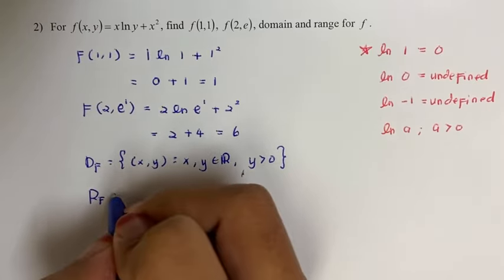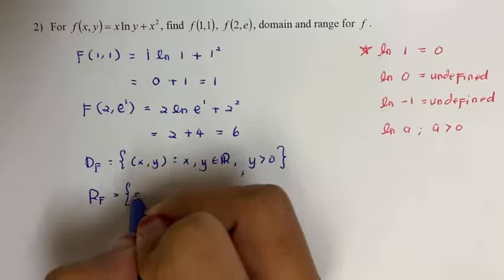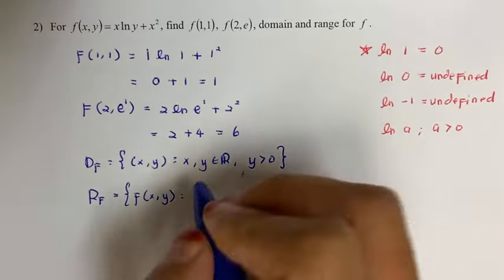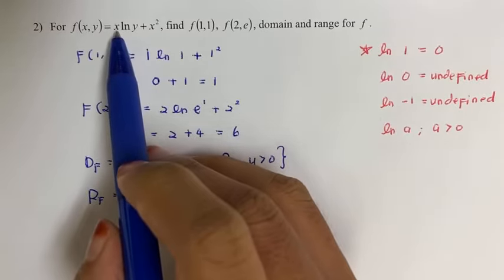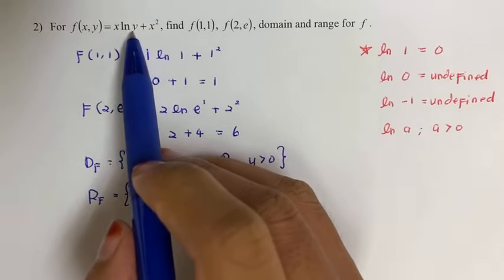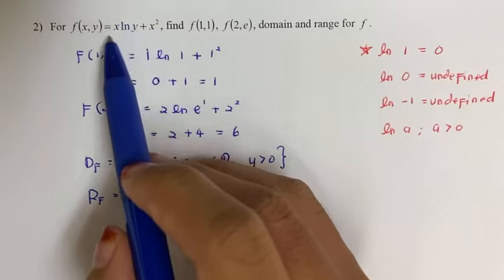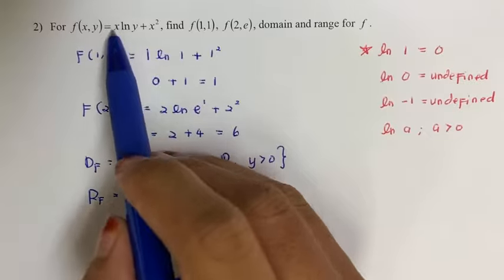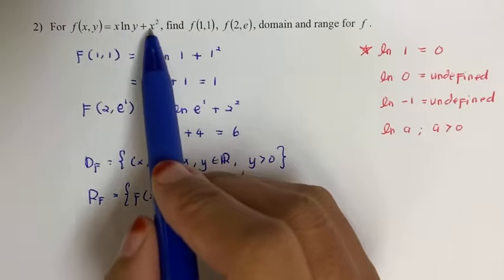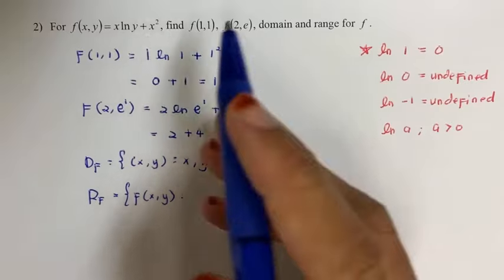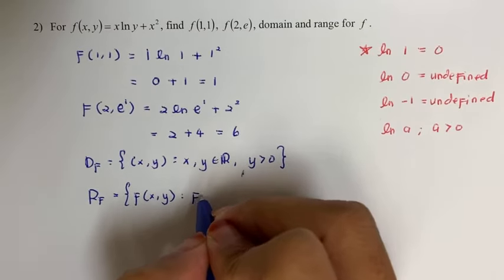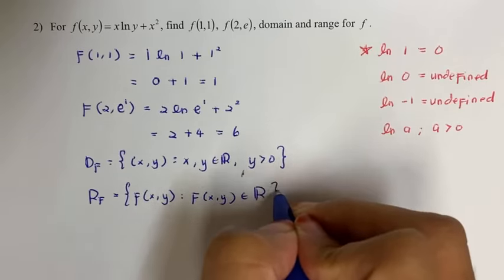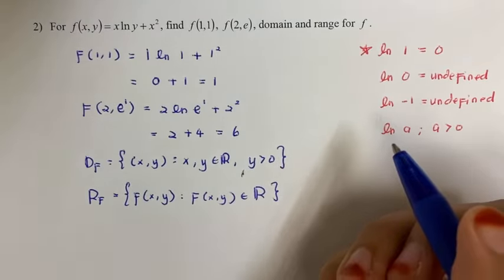Next, last, we have to find the range. For the range, to find what is the value for f(x, y). So for this one, when you substitute x ln y, you have any real number. Okay, and then this one is a positive number. This one you can have a negative value, and for this one you can have a positive value. So for f(x, y), we will have any real number. All numbers can be our range.